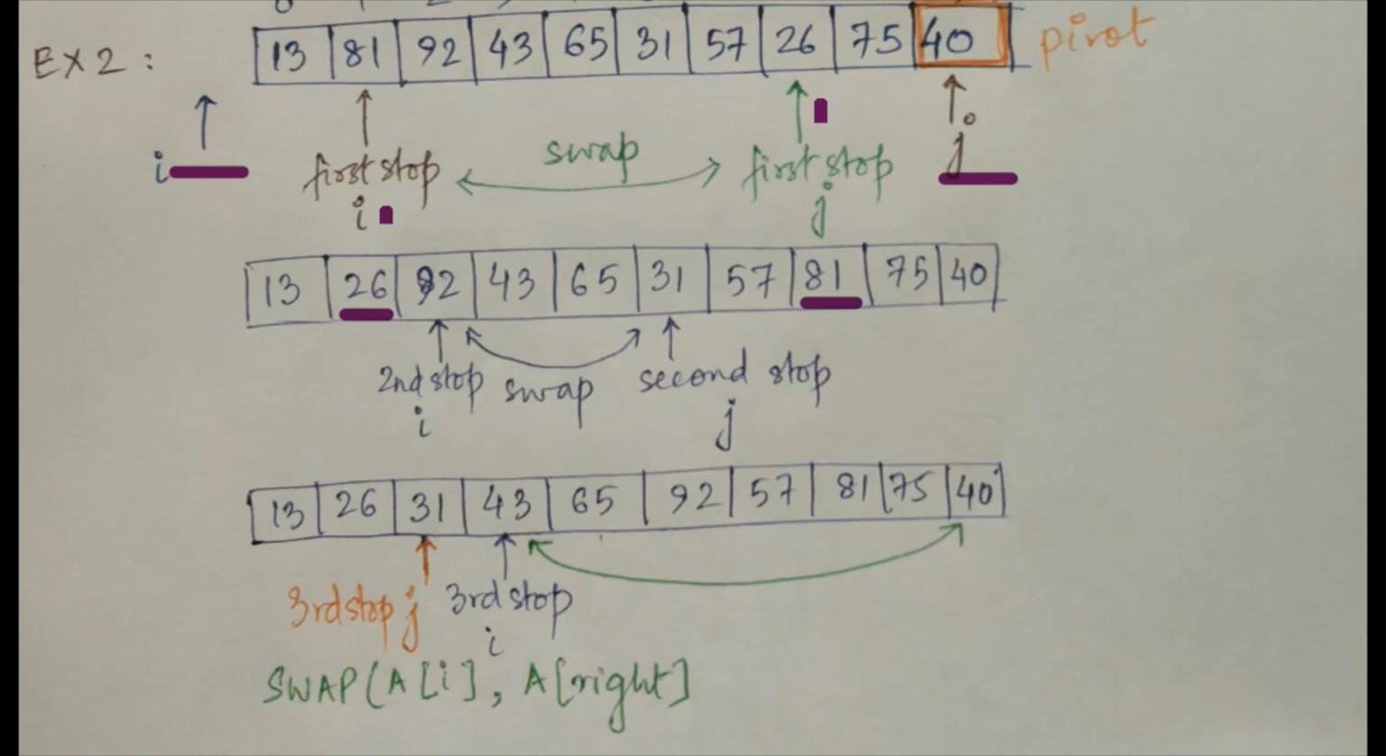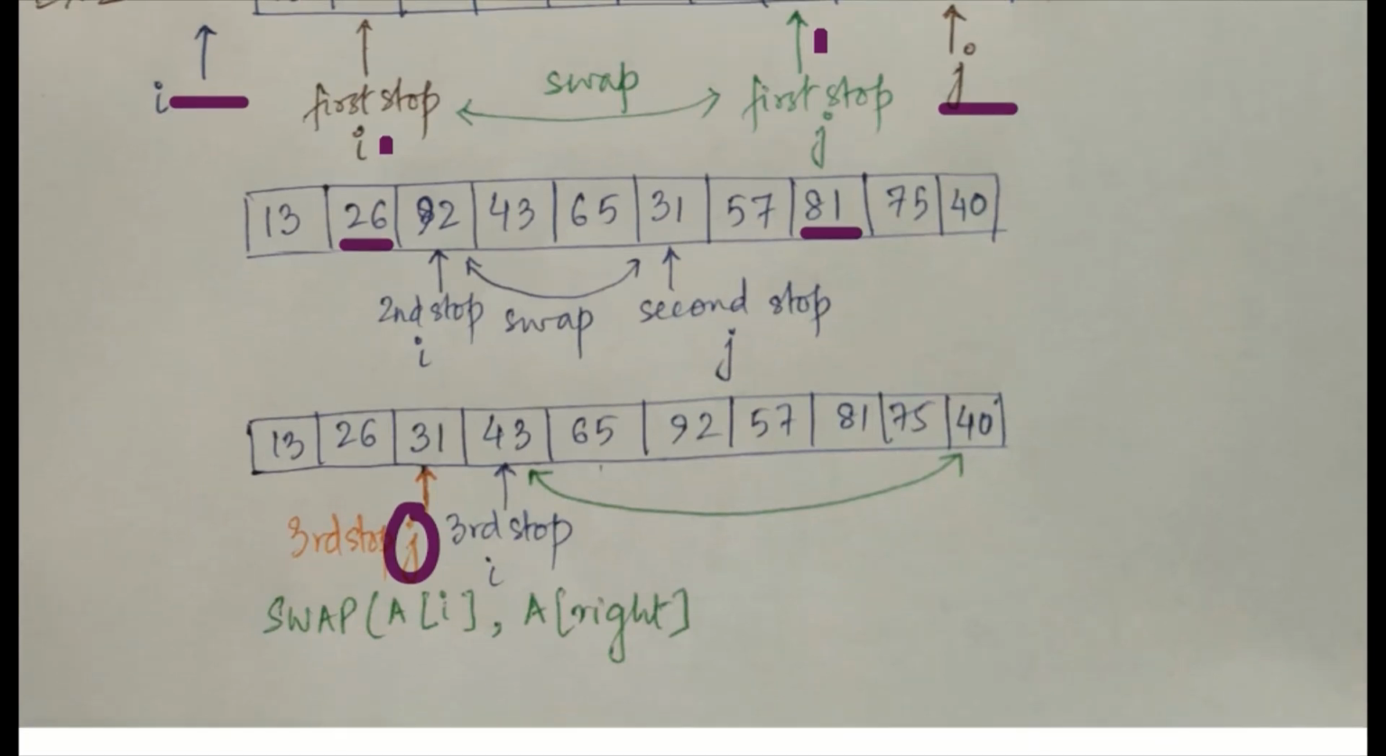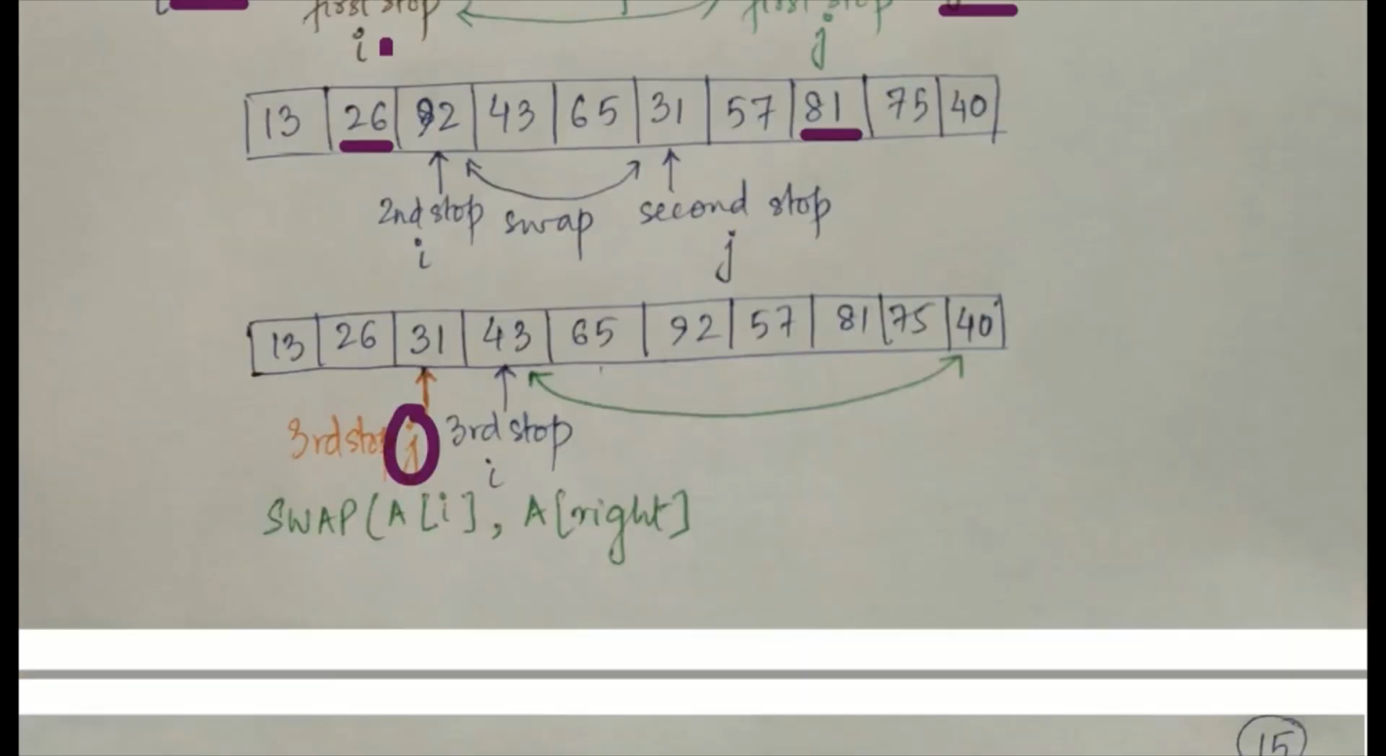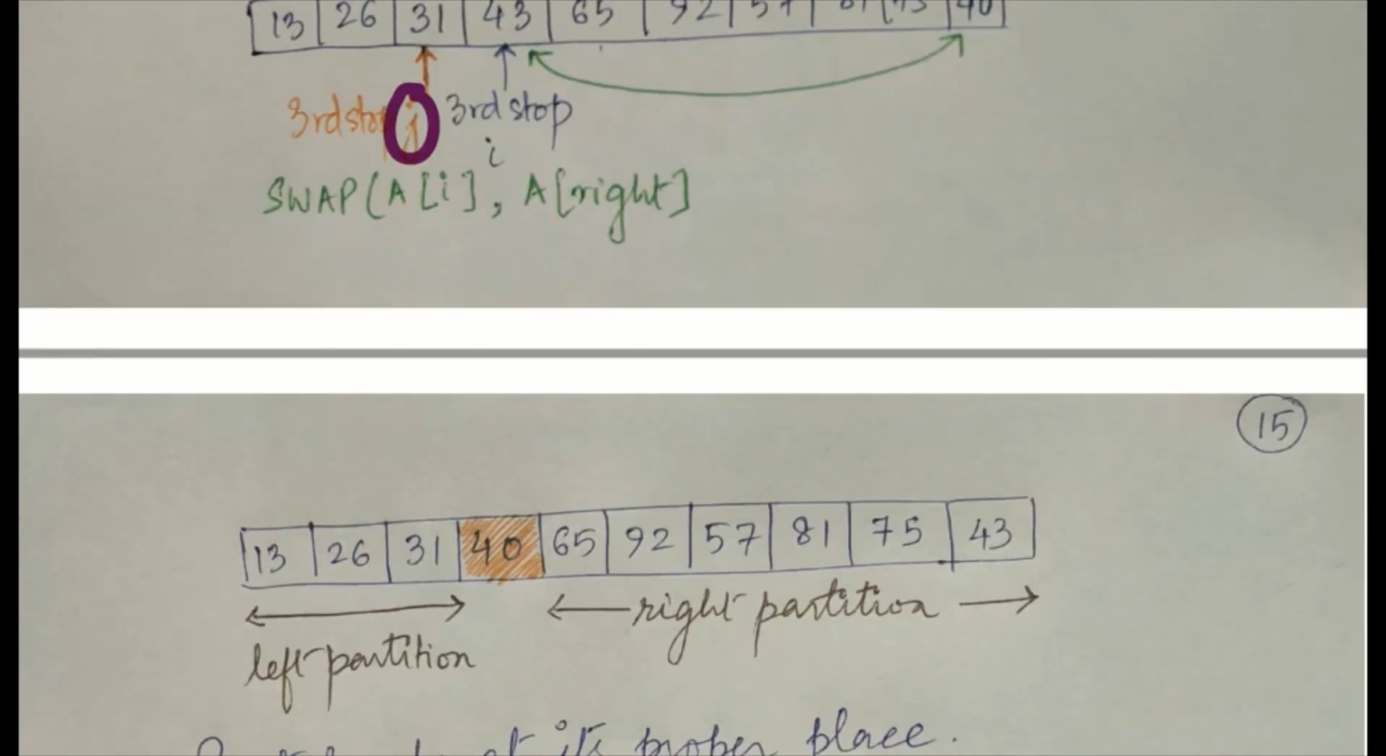Okay, so J has reached here and it has crossed I. So if it has crossed I, that means whenever this crossover happens and I has stopped here, we swap I with the pivot or the rightmost element. So after this we get this, and now these are the two subdivisions in case of quicksort.